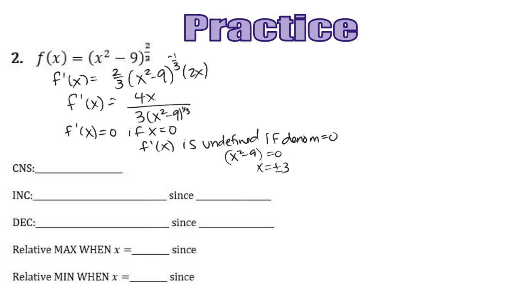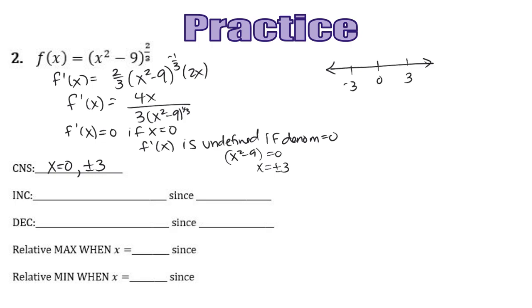And I'm going to rewrite that as a fraction. This fraction is going to be 0 when the numerator is 0, so we have a critical number at x equals 0 because that would make the numerator 0. This fraction is going to be undefined, or the derivative is going to be undefined, if the denominator is 0, and the denominator is going to be 0 if x is plus or minus 3. So remember, critical numbers are where the derivative is 0 or where the derivative is undefined. Now we're going to make a sign chart. We're going to include all of those values on our sign chart.